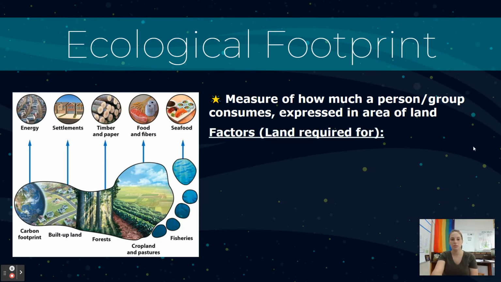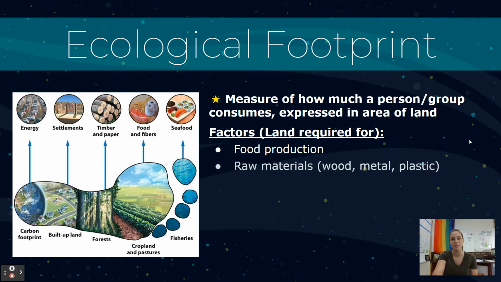And here are the different factors, like I just touched on, because all of these are going to require land. So food production. In order to have a farm, you're going to need land for those animals to live on. The raw materials like wood, metal, plastic, so the things that you consume, the house that you live in. Literally, toilet paper comes from trees, or all of the plastic products that you're going to be consuming would be part of the raw materials.